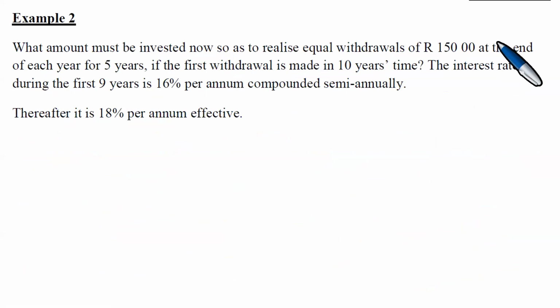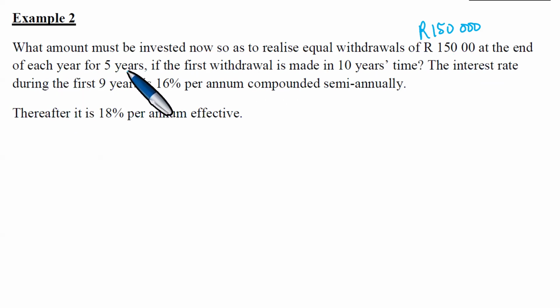This one is yours. What amount must be invested now so as to realize equal withdrawals of 150,000? Okay, let me check here. This one might not be the correct thing. Yeah, it must be 150,000, with 4 zeros altogether. So what amount must be invested now so as to realize equal withdrawals of 150,000 at the end of each year for 5 years?